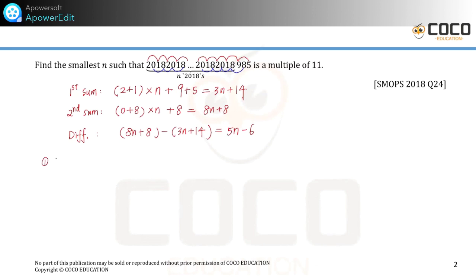So we check the different cases. First, we let 5n minus 6 equal 11. 5n is 17, so n is not a whole number. This one is wrong. Then we check the next multiple of 11, which is 22. So 5n minus 6 equals 22, 5n is 28. 28 is not divisible by 5, so this is wrong. Next case, 5n minus 6 equals 33, so 5n is 39. n is not a whole number.